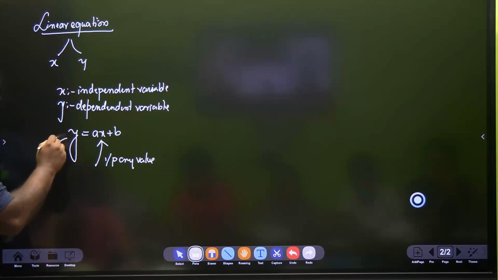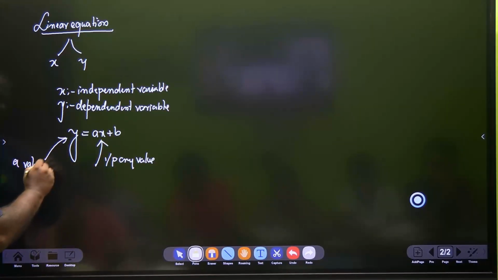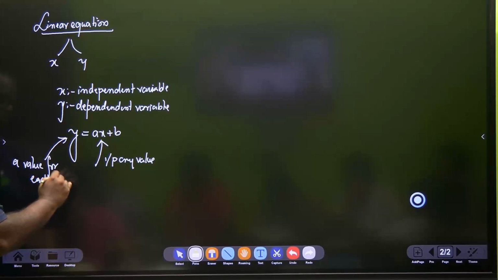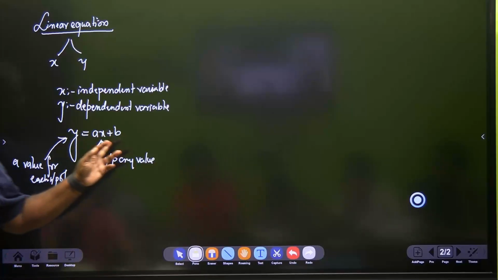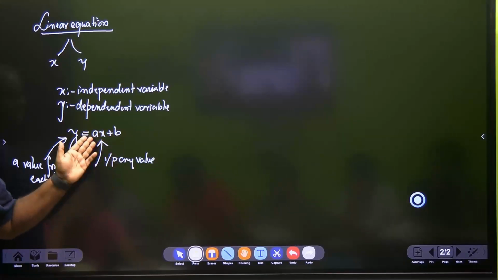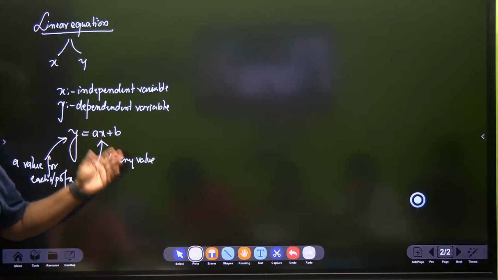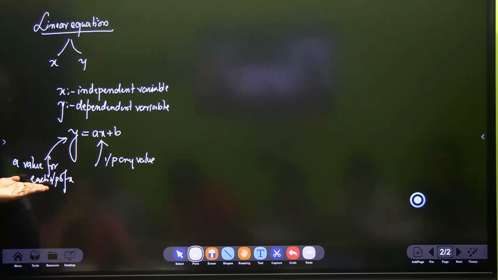However, y has a value for each input of x. For each input of x, say I take x equal to 2, I get a value for y. y will be 2a plus b. I take x equal to 0, y is equal to b. I take x equal to 3, it is 3a plus b. So for every input of x, I have a different output of y.